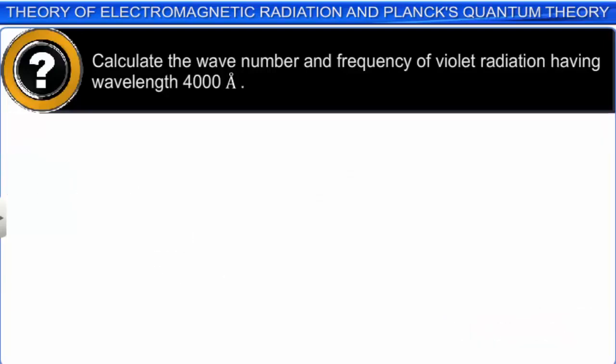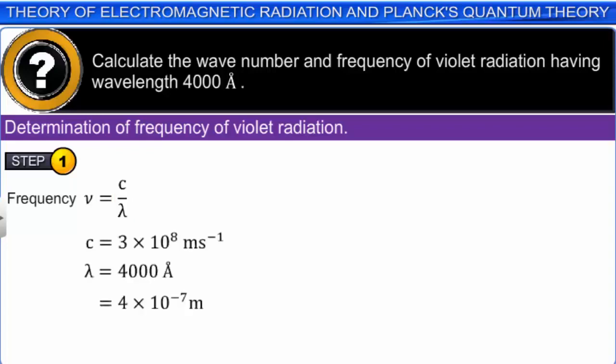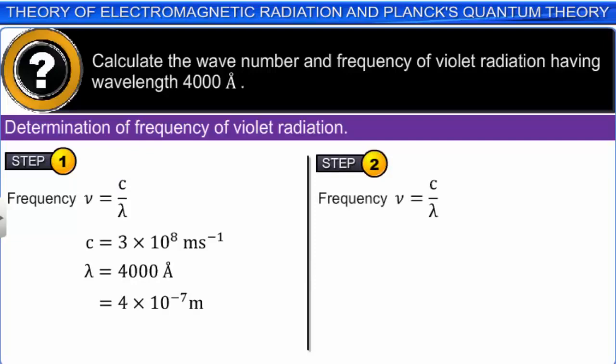Now, let us calculate the frequency of violet radiation. The first step involves writing the corresponding formula, nu equals c divided by lambda. The second step involves substituting the value of lambda, that is, 4 multiplied by 10 raised to the power of minus 7 meters, and the velocity of radiation, which is equal to 3 multiplied by 10 raised to the power of 8 meters per second, in the above equation.